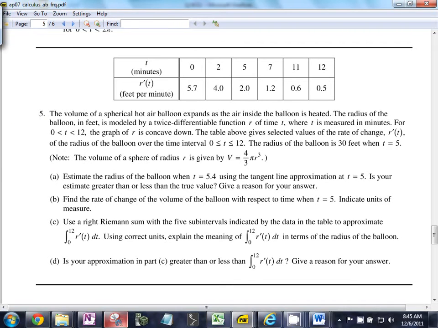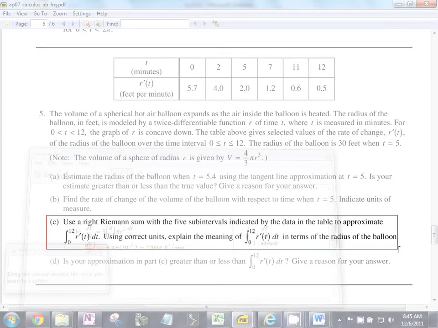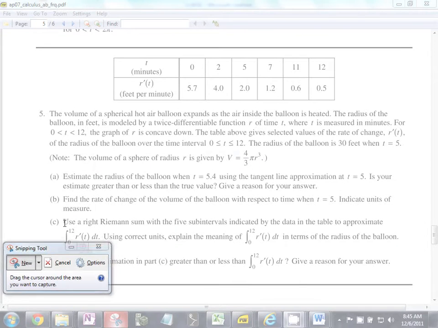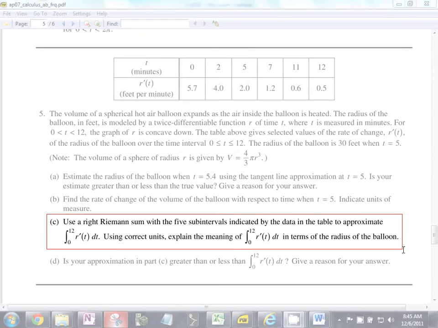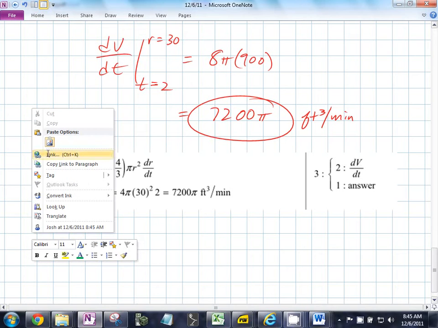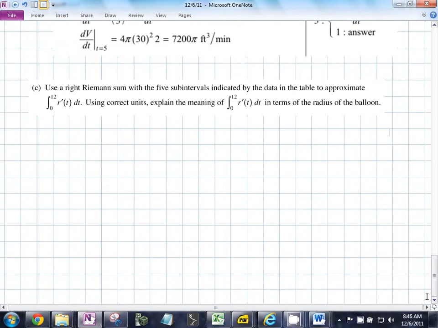It says use a right Riemann sum. I hate it when it does that. Use a right Riemann sum with 5 subintervals indicated by the data in the table to approximate that right there. So what does this mean? It means the integral of r prime from 0 to 12.